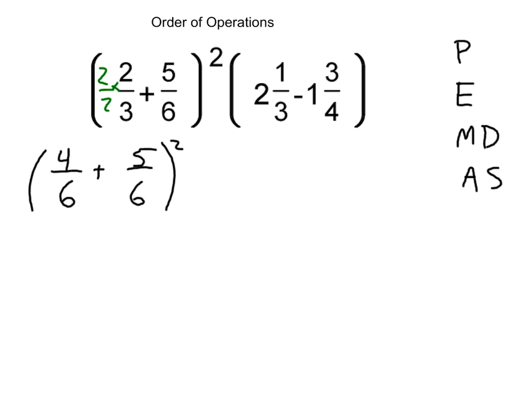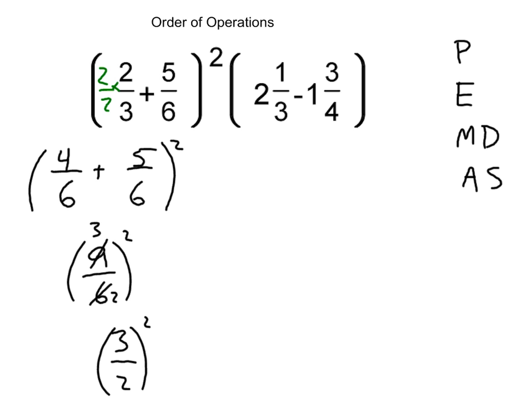And we want to continue with this addition. 4 plus 5 is 9. And then we can reduce. 3 goes into 9 3 times, 3 goes into 6 twice. This is 3/2 squared.